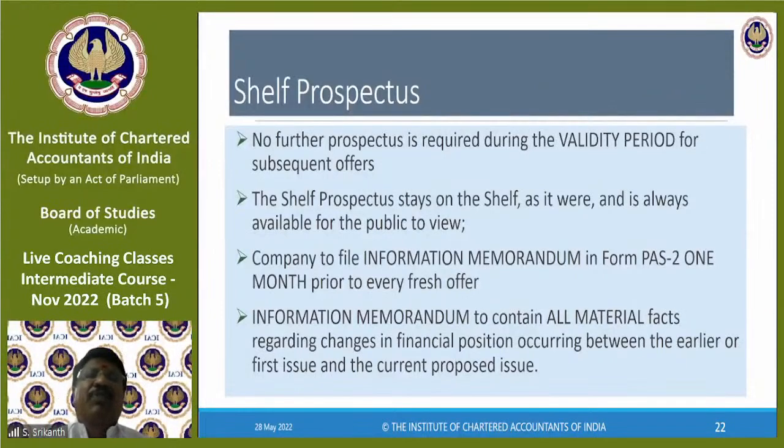The idea is we don't waste our time for a series of, say, 4 series. Every time you need not prepare a proper full prospectus. Just an information memorandum in Form PAS2 is enough, 1 month prior to the fresh offer. Right, sir?